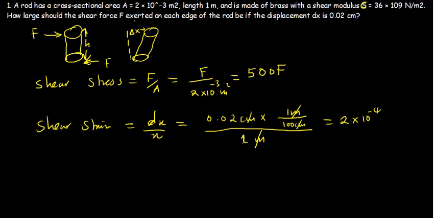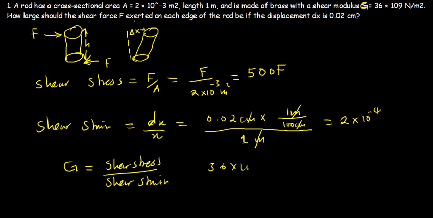And now we've been given the shear modulus. Of course, shear modulus, that is G. Shear modulus is given by shear stress divided by shear strain. First we're going to substitute the shear modulus, which is given, that is 36 times 10 to the power 9. And the shear stress is here, 500F, divided by the shear strain, which is 2 times 10 to the power negative 4.